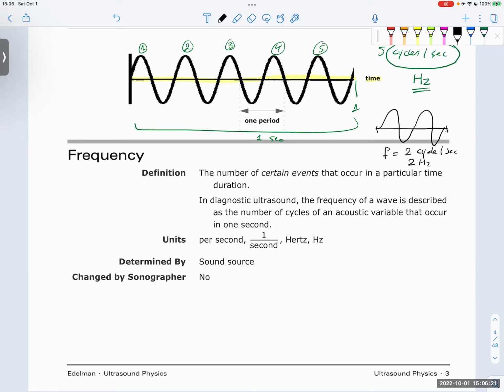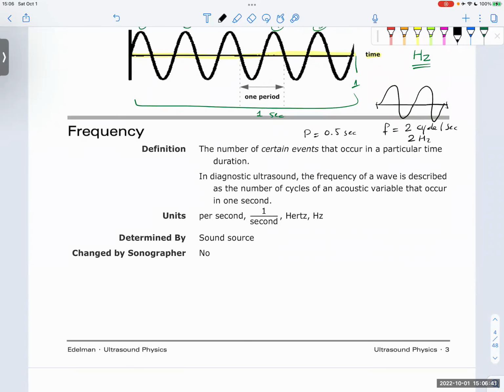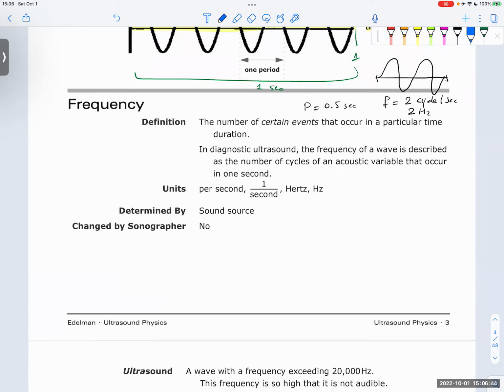Now, what's the period? Period is the duration of each cycle. We said 2 cycles in 1 second, so the period will be 0.5 seconds. As you notice here, when we decrease the frequency, decrease the number of cycles, each cycle will take a longer time to finish, so the period increases. And this brings us to the first equation we all need to memorize, which is frequency times period equals 1. That brings us to the relationship: frequency is inversely related to period.